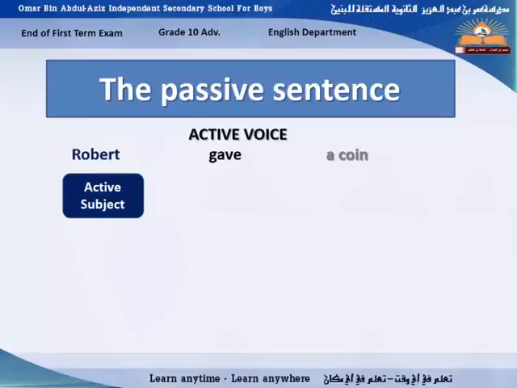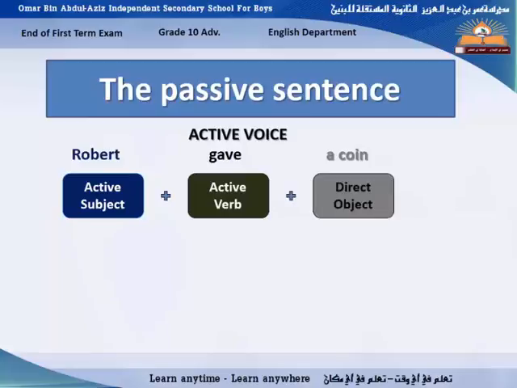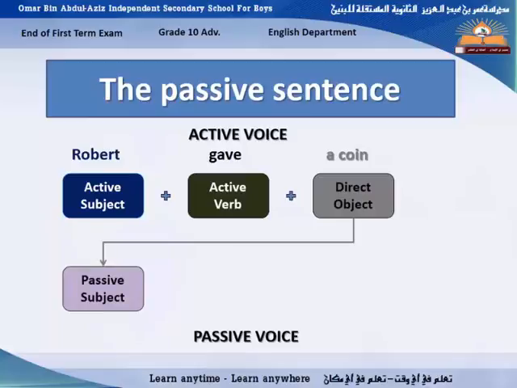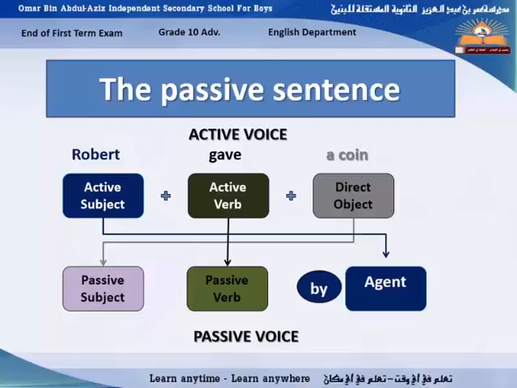In the active sentence, we start with the subject, which is followed by the verb and then the object. But in the passive voice, we reverse the sentence. We start with the object, which becomes the subject in the passive, and then the verb in the passive, and then followed by the subject of the active voice, which is then called the agent. The sentence says that Robert gave a coin. The passive voice will be: a coin was given by Robert.